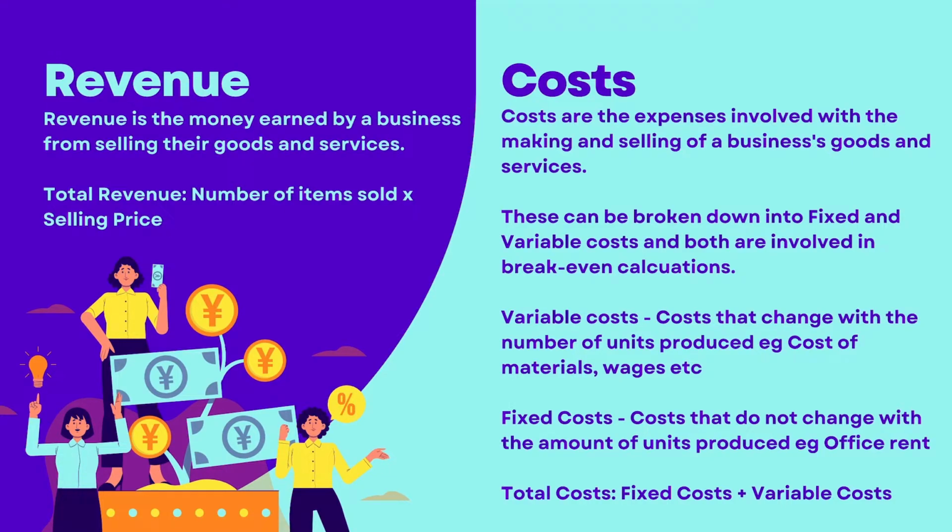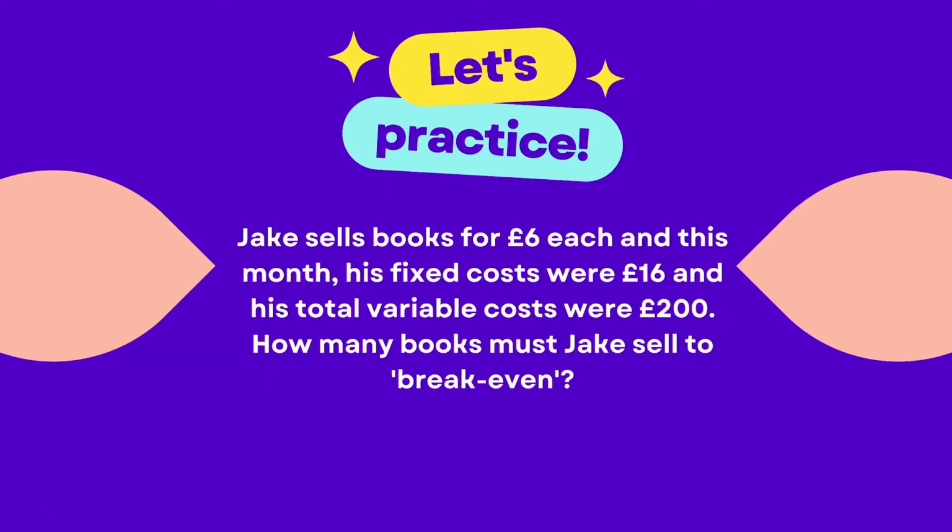So, coming on to our third formula now, total costs is calculated when we add fixed costs to our variable costs. So with our three formulas, let's see if we can do a practice break-even question. Feel free to pause the video and go through this yourself, and then press play to hear us go through the answer together.